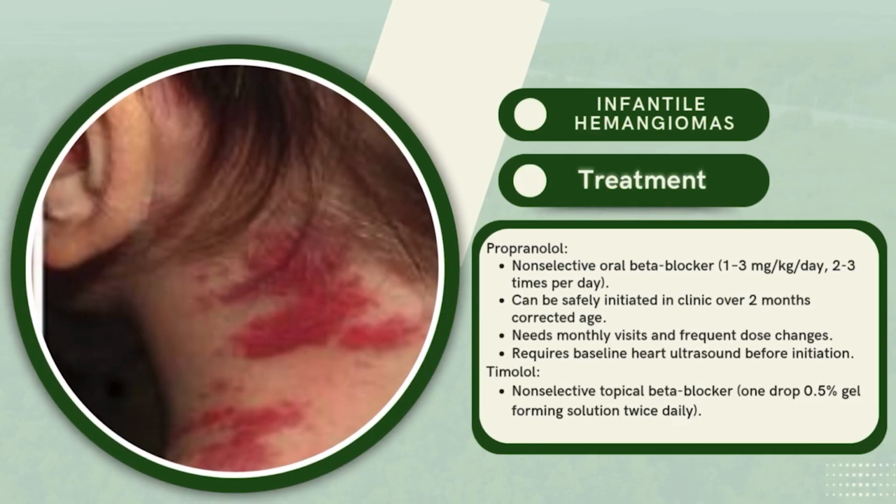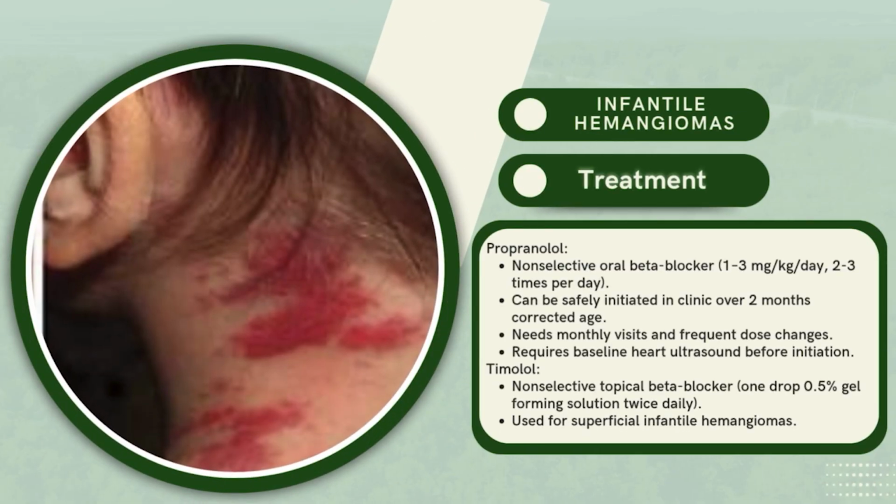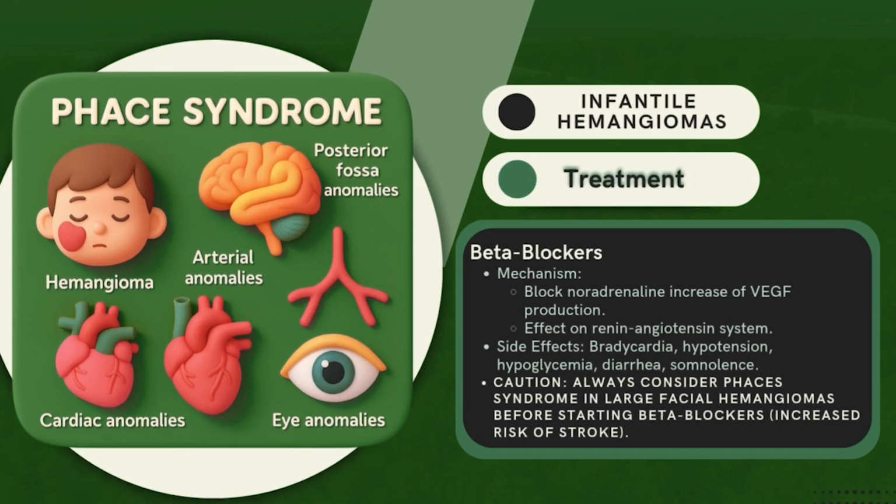for example, propranolol, timolol. Propranolol, oral syrup, typically 1 to 3 milligrams per kilogram per day, initiated safely in clinic after 2 months of corrected age. Requires monthly visits and a baseline heart ultrasound. Timolol, topical 0.5% gel solution applied twice daily for superficial hemangiomas.